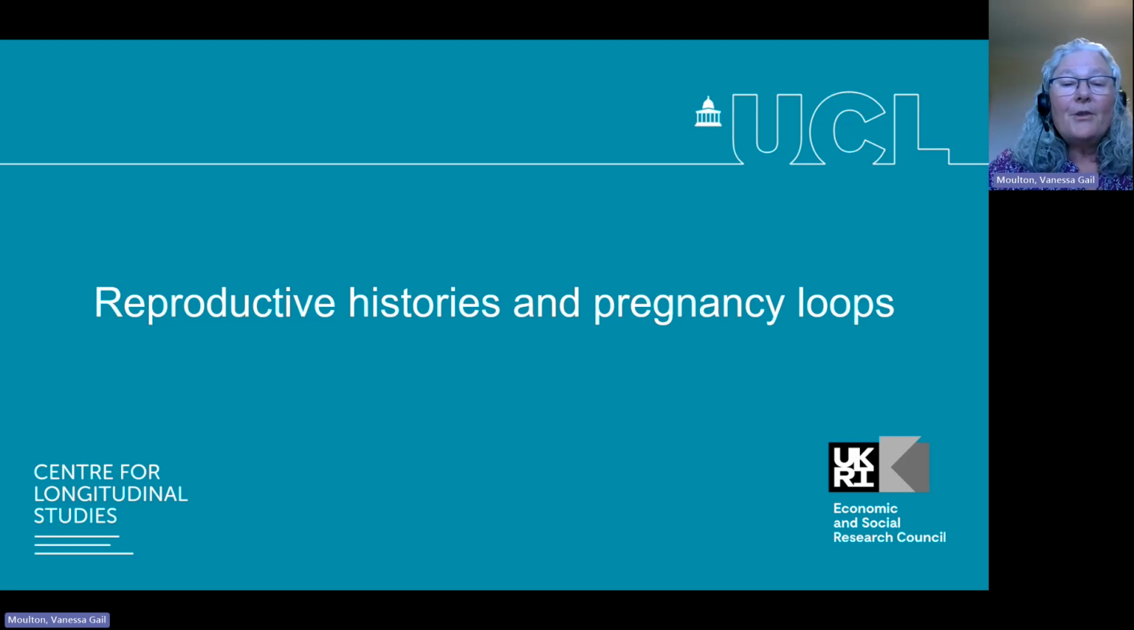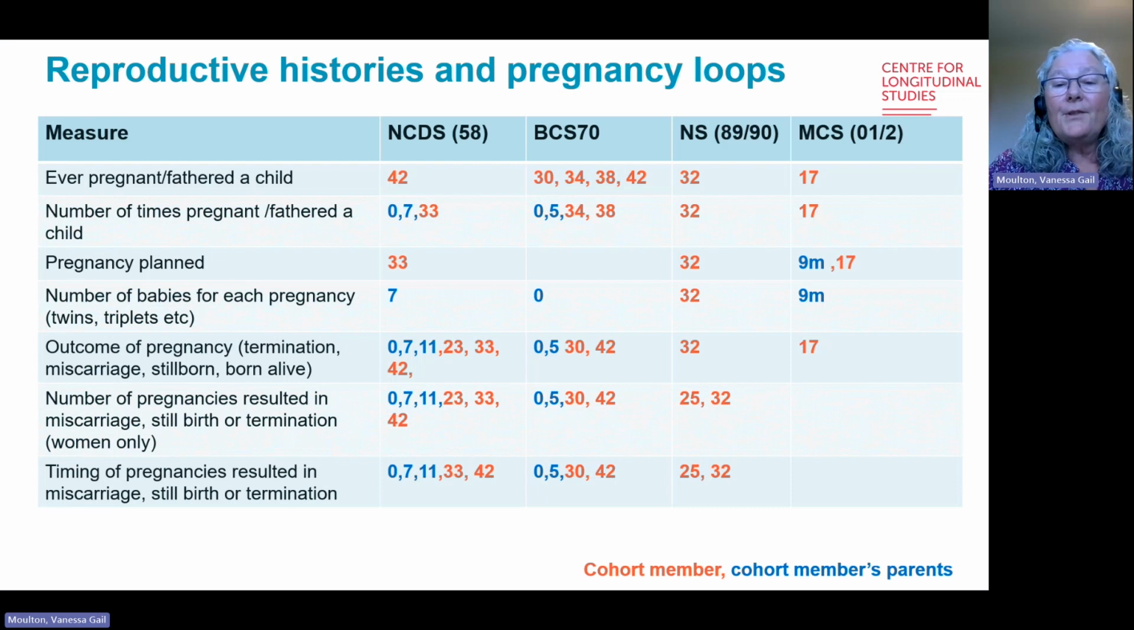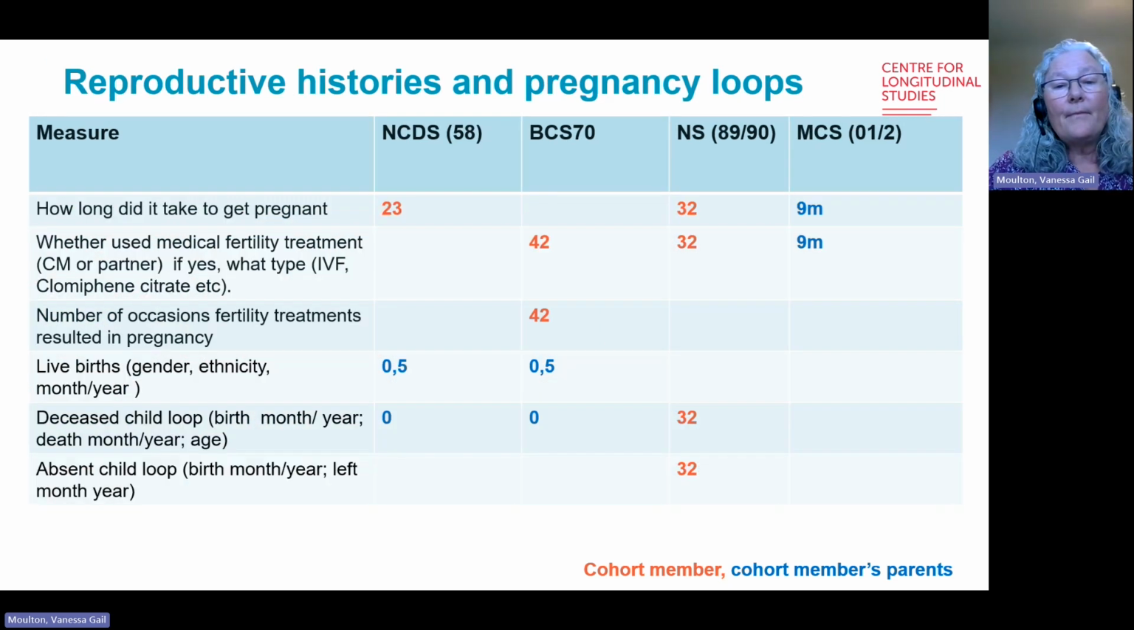Next, I'll show you some of the measures we use to capture reproductive history. So the cohort studies do well to capture reproductive history, including the number of times pregnant, the outcome of the pregnancy, so for example, whether it was termination, live birth, miscarriage, etc., and timing of these pregnancies. And this is captured for both mothers and fathers in most cases. There are also questions on whether the cohort member used any medical fertility treatment. And Alice will be discussing fertility histories in a bit more detail later.